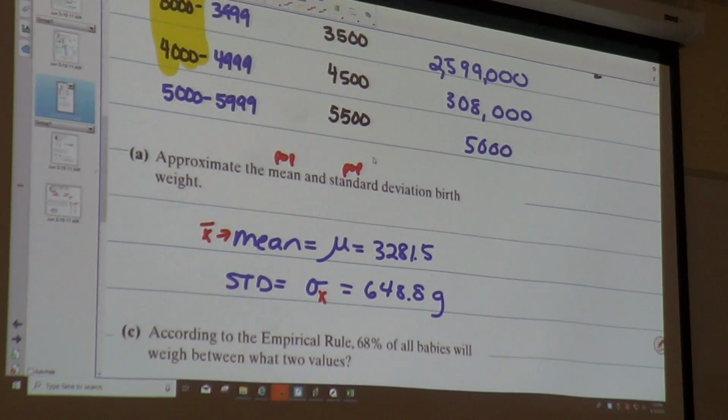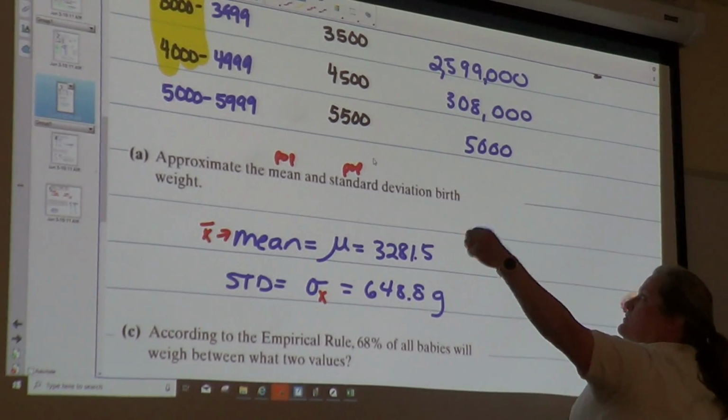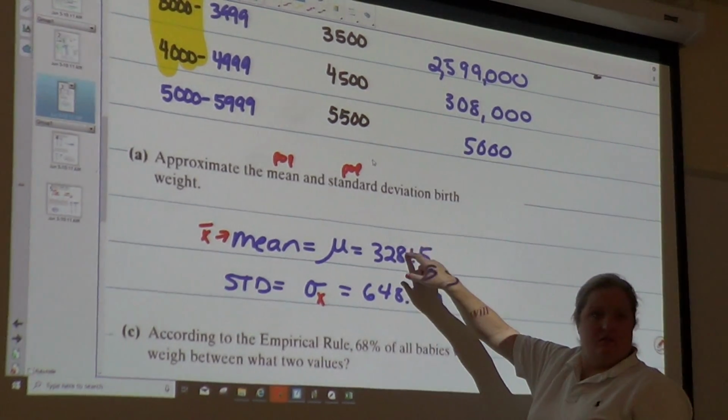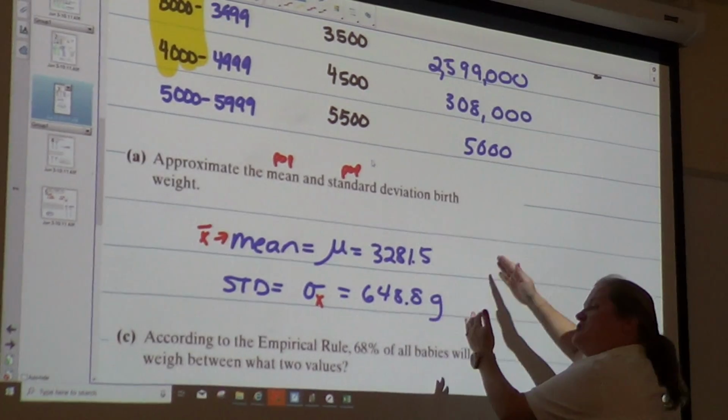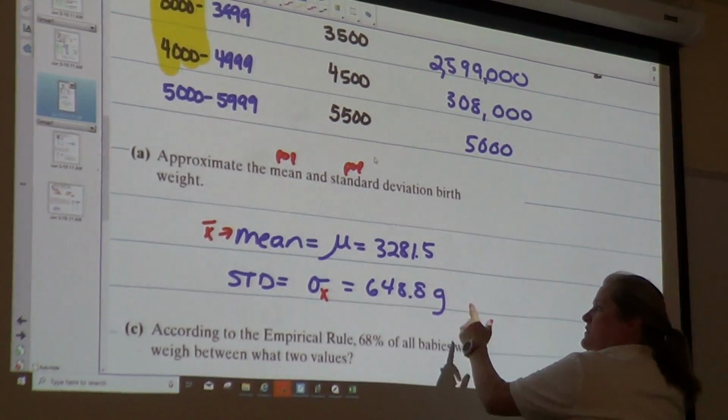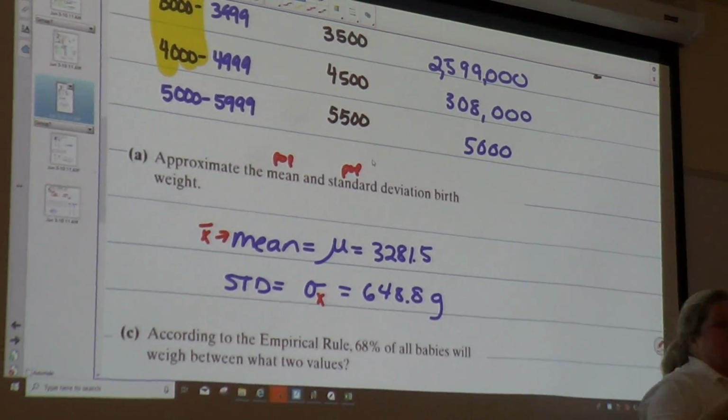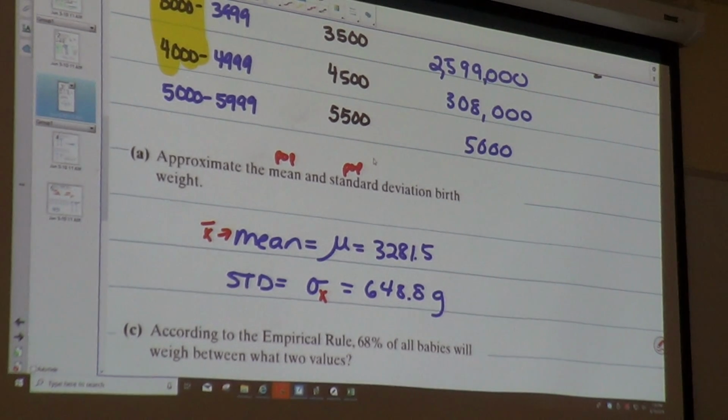Now, it says according to the empirical rule, which is the 68, 95, 99.7, 68% of all babies will fall between which two weights? In order to do the empirical rule, what goes in the middle? The mean. What do you jump off the mean? The standard deviation. So they gave me what I needed right there.